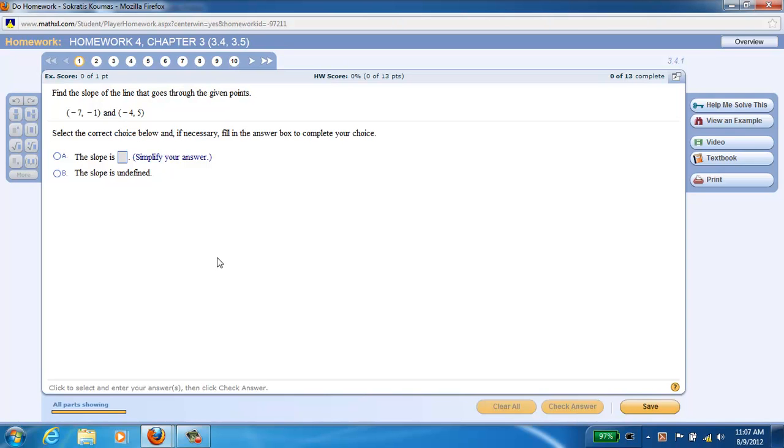The slope is m. Don't forget that negative 7 is the x1, negative 1 is the y1, negative 4 is the x2, 5 is the y2. And then the slope also could be undefined. Problem number 2 is exactly the same as problem number 1.